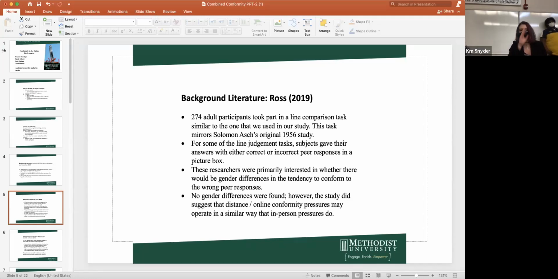These researchers were primarily interested in levels of conformity and gender differences, so whether males or females conformed differently to the incorrect or correct answers. While they didn't find any gender differences, the study did suggest that distance or online conformity pressures may operate in a similar way that in-person pressures do, which is super important because we were also trying to mimic that in-person pressure in our own online study.